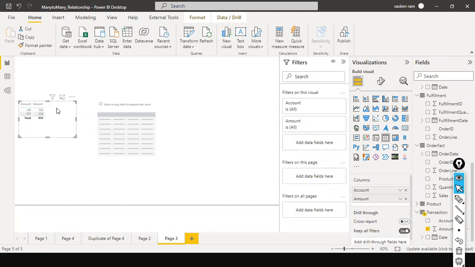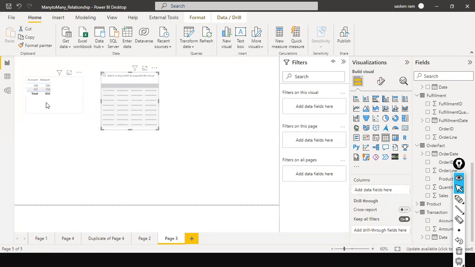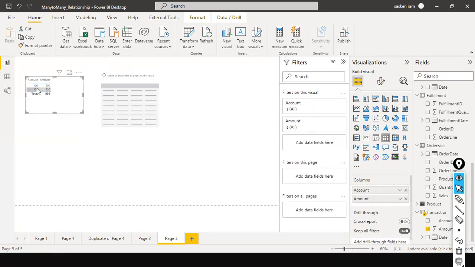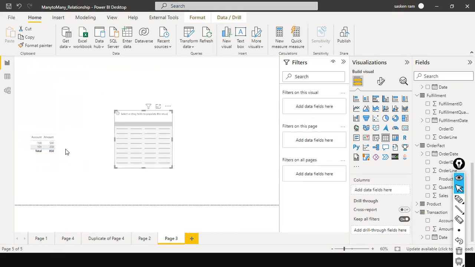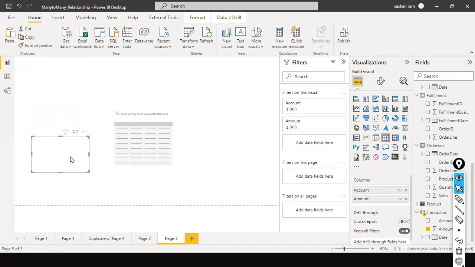If you drop it here, you can see the 500 and 350. I'll keep it as it is. In account ID 100, the balance is 500, and then account ID 101 is 350. So you might be wondering how I got these values. Again, you need to go to the data view and see.